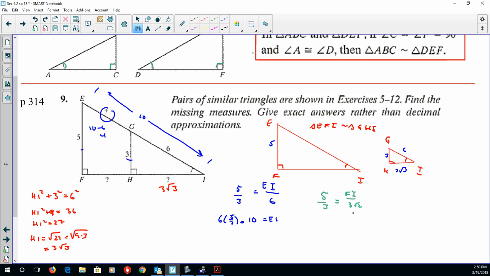Square root of 3, excuse me. Got it wrong there too. Okay. Times 5 over 3. 3's cancel. 5 square root of 3 is FI. So that's this whole distance. So FH is five square roots of 3 minus 3 square roots of 3, which is 2 square roots of 3. Okay, so a bunch of computations on that one.